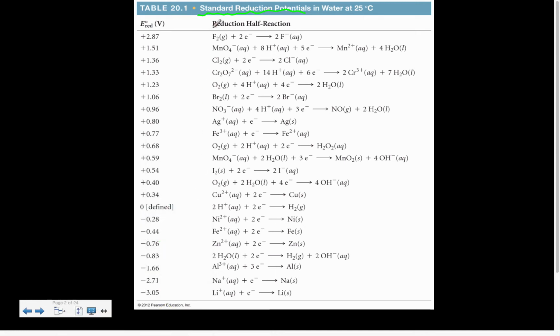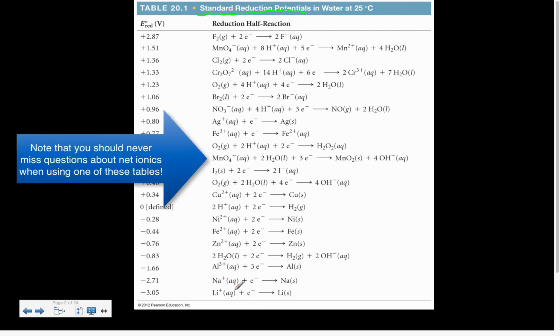So if we look, these are all reductions. See F2, which would be 0 to -1. Permanganate ion to just the manganese ion. All the way down to here where we have metals that go from their ions to their solids. So this is a standard reduction potentials table.